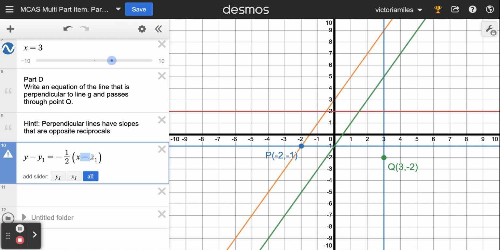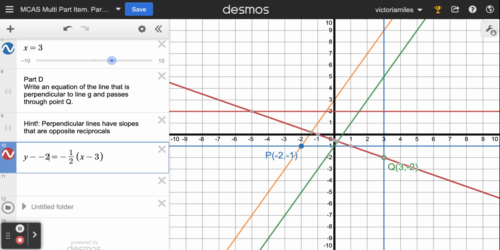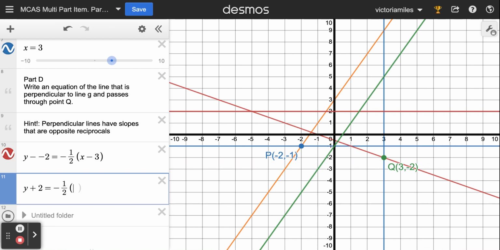Now ignore the minus sign. That's part of the point-slope form. I'm only changing my x-coordinate here. My y-coordinate is negative 2, so I'm going to change y1 to negative 2. And it's okay to have 2 negatives. If that bothers anybody and you'd rather change it so you have a positive, you can do that. Either answer here would be correct. And notice what just happened. We drew a line passing through point Q that is perpendicular to G using the point-slope form of the line. Make sure you explain your thinking fully.